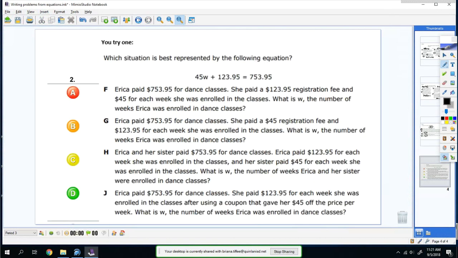Okay, last one. Pause the video and try it by yourself. Which situation is best represented by the following equation? 45W plus 123.95 is equal to 753.95.